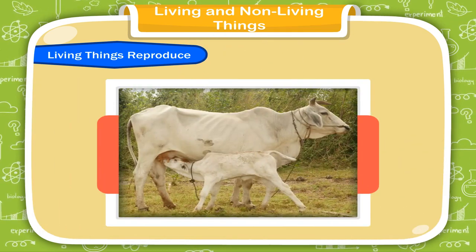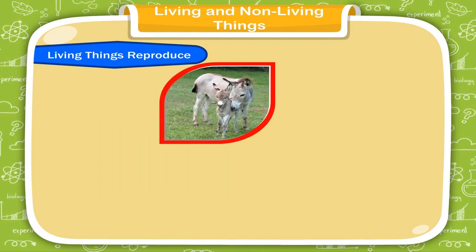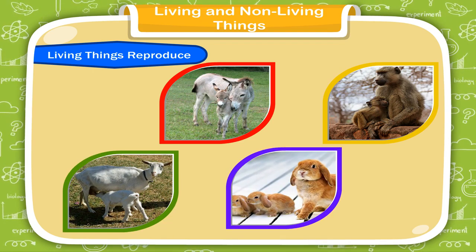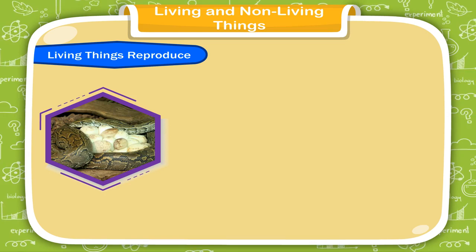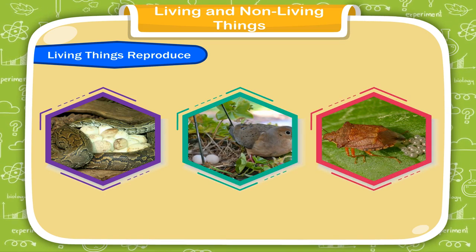A cow gives birth to a calf. A cat gives birth to a kitten. Similarly, donkeys, monkeys, goats, rabbits, etc. also give birth to their babies. Some animals such as snakes, birds and insects reproduce by laying eggs. Their babies hatch from these eggs.